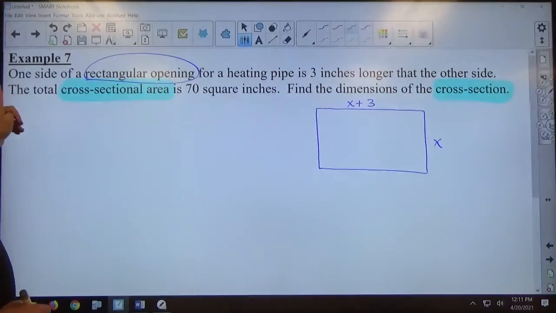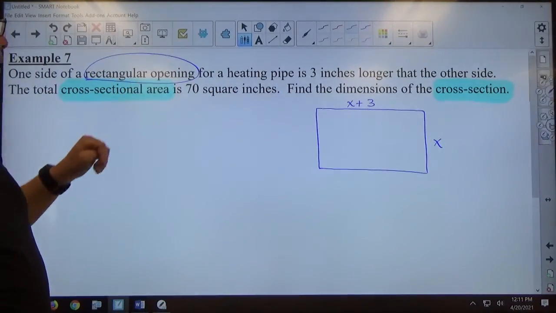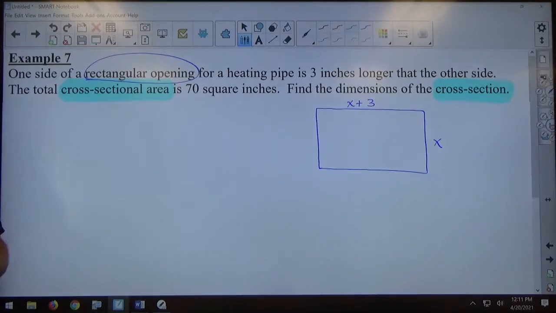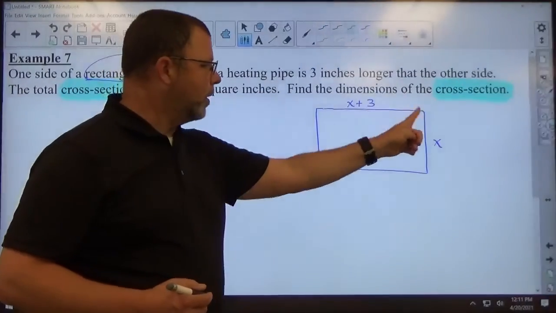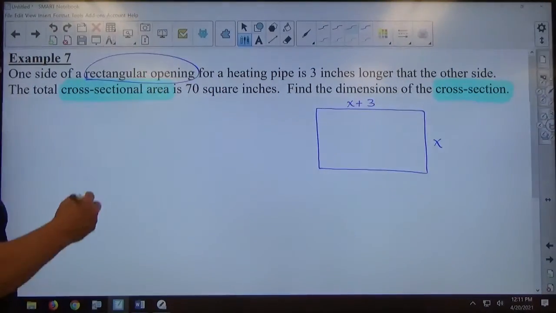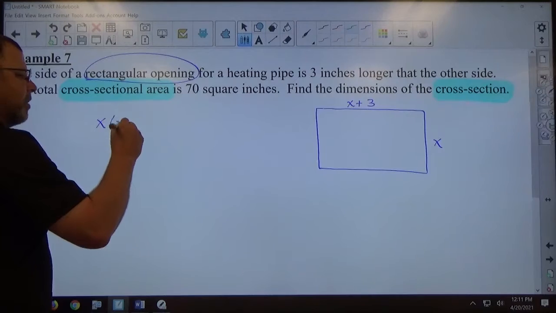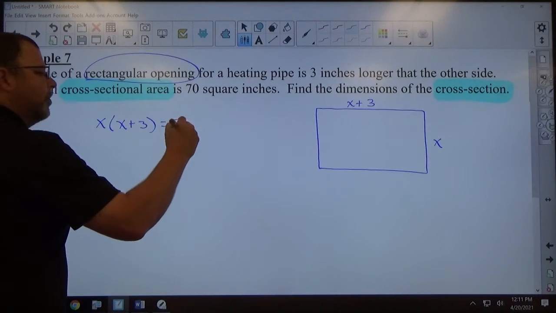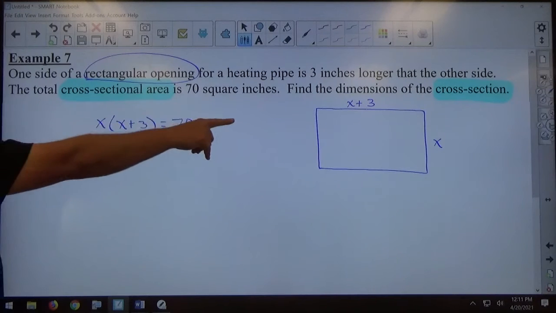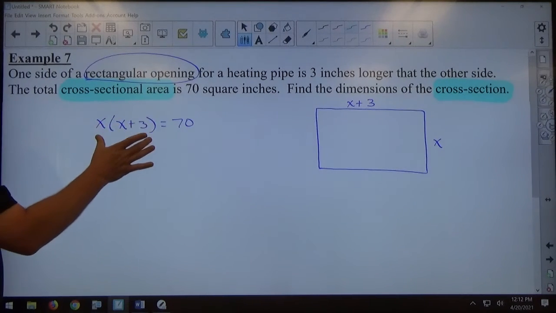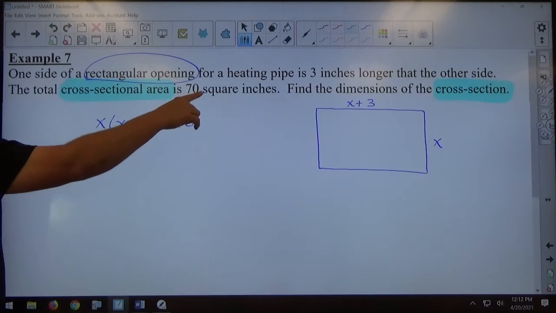It says the total cross-sectional area is 70 square inches. How do you find the area of a rectangle? Length times width, right? So the length x plus 3 times the width x should equal the area 70. So it would be x times (x plus 3) equals 70. Again, they didn't give me the equation. I know how to find the area of a rectangle. I drew the rectangle. I identified the sides using variables. I created an algebraic sentence to represent their area in algebraic form equal to the area they gave me.